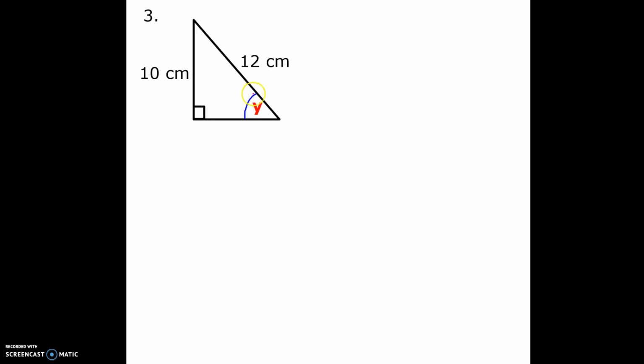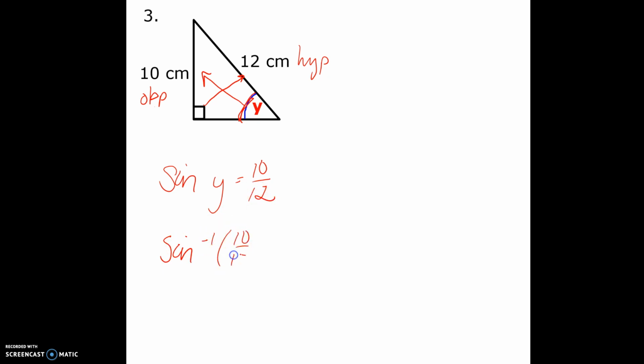Now we're looking for y. From that, 10 is opposite, and 12 is opposite of the 90, so that has to be hypotenuse. So opposite and hypotenuse go with sine, so sine of y equals 10 over 12. So we would do sine -1 of 10 divided by 12, and you should get 56 degrees.